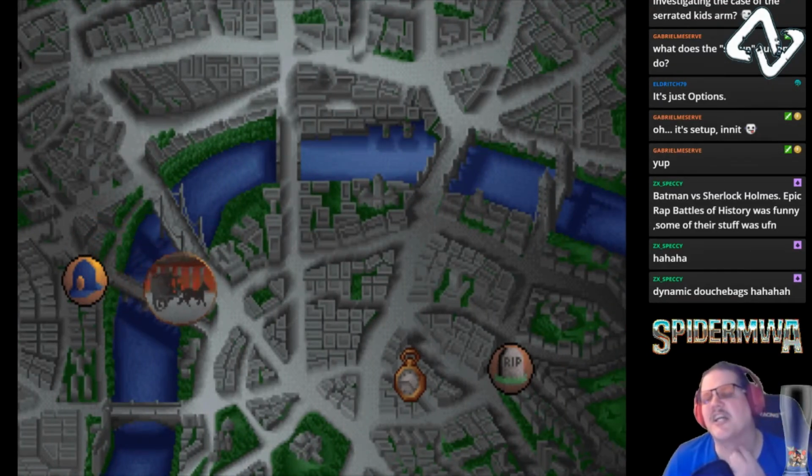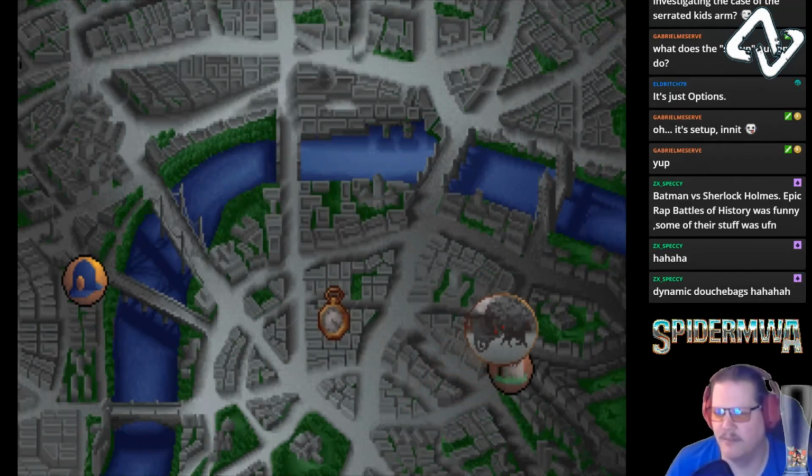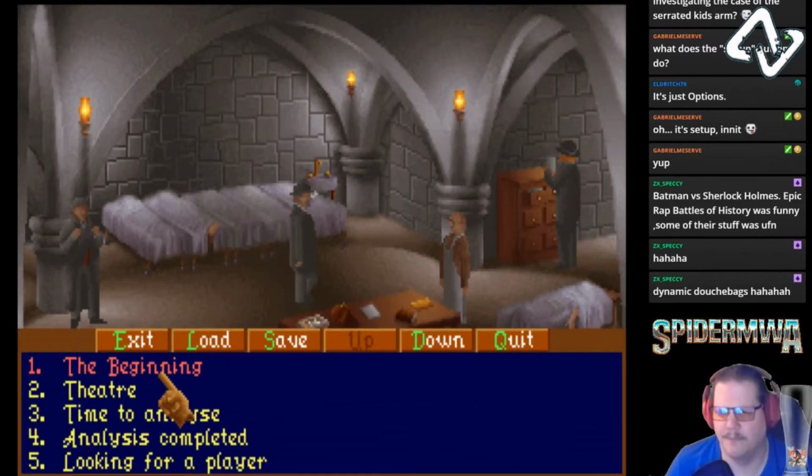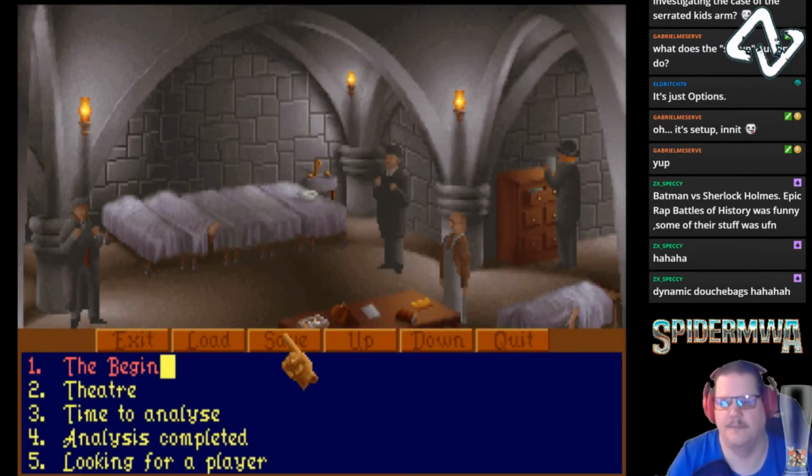Let's go see Gregson again, see if we can say something else so we can get in. Getting in the yard.